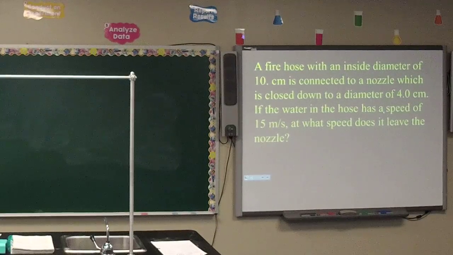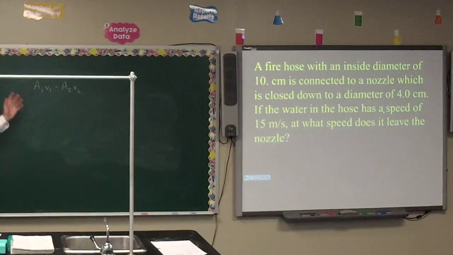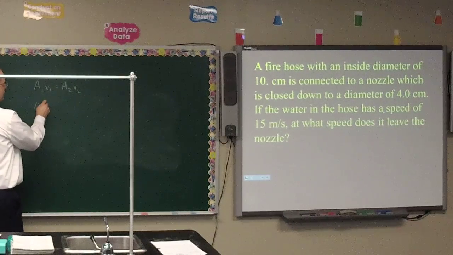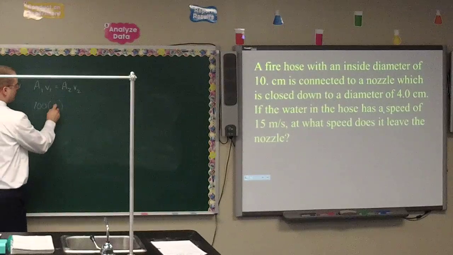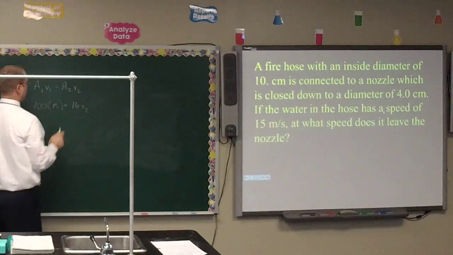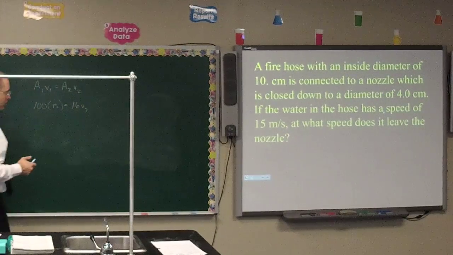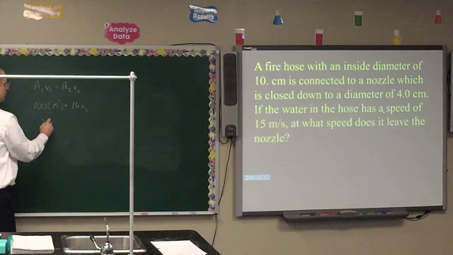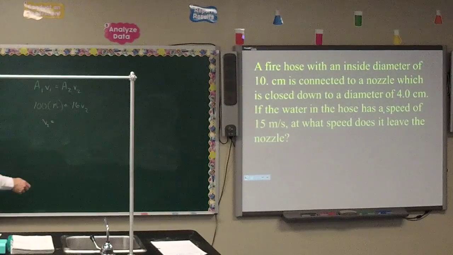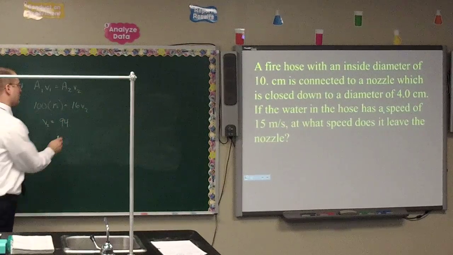What equation do I need this time? Kendall? A1 times V1 equals A2 times V2. There we go. And for the A's, again, we're going to square the diameter. So the first A1, we plug in 100, the 10 squared, times the velocity of 15 is equal to the next diameter squared 16 times velocity 2. We multiply, we divide, and we end up with what? 93.75. Good. Round it off to 2 sig figs? 94. That's a velocity or a speed, so meters per second.